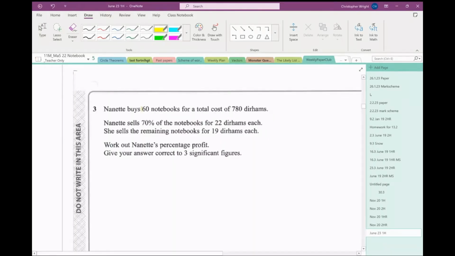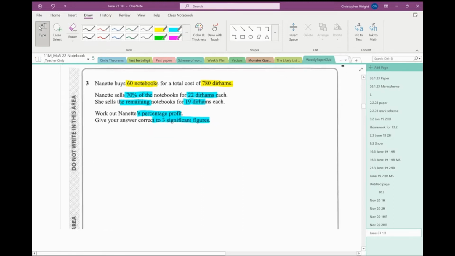Nanette buys 60 notebooks for a total cost of 780 dirham. So we're in Morocco, I think. 60 notebooks for a total cost of 780. She sells 70% of the notebooks for 22 dirhams each, and the remaining notebooks for 19 dirhams each. Work out Nanette's percentage profit. Give your answer correct to 3 significant figures.